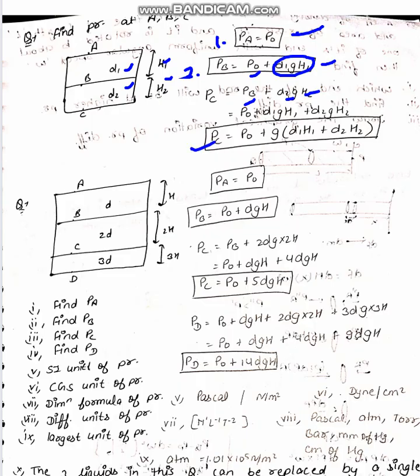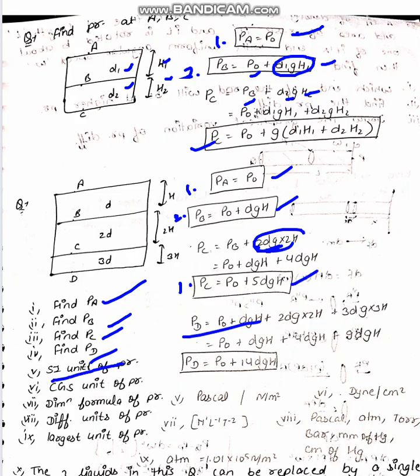Then there is another question, the same, where we need to find the pressure at points A, B, C. First, the pressure at A will be atmospheric pressure. Pressure at B is P naught plus dgh. Pressure at C is Pb plus 2d g into 2h. So it will be this. The pressure at D we can calculate.